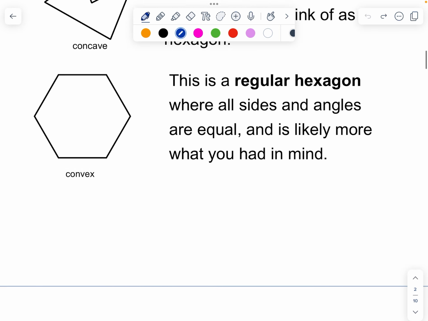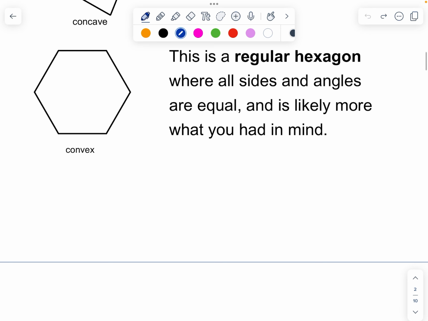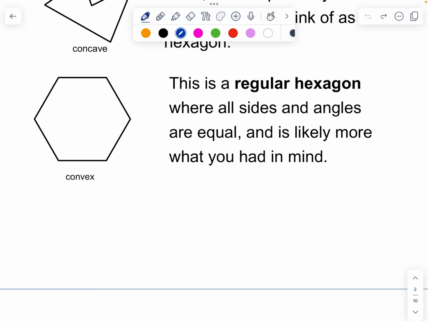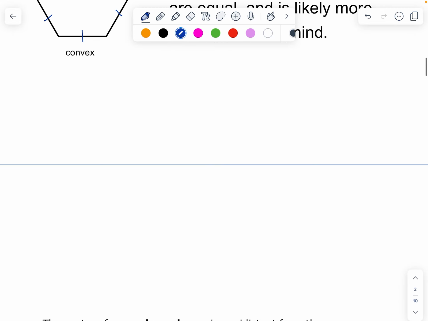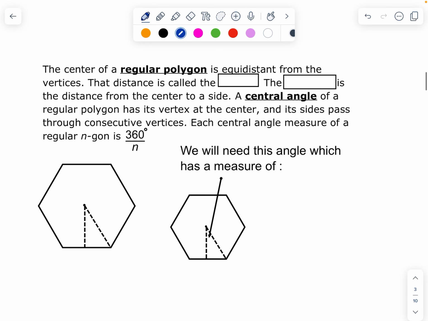This is probably right here what you think of when you think of a hexagon, and this is actually a regular hexagon, not because it's convex, but because it has 1, 2, 3, 4, 5, 6 what seem to be equal sides. They're not marked, but they are. And then 6 congruent angles also. So when a hexagon has 6 congruent sides and 6 congruent angles, it's not just a hexagon, it's a regular hexagon. All right.